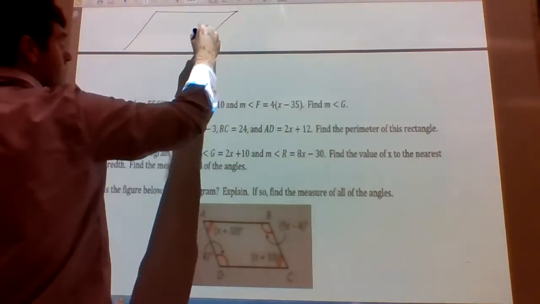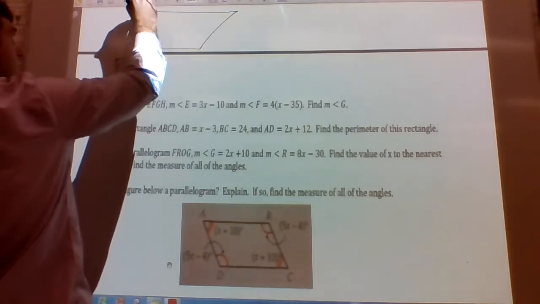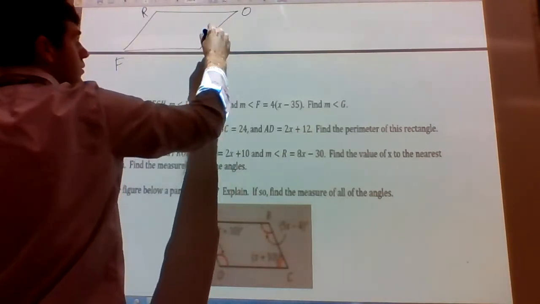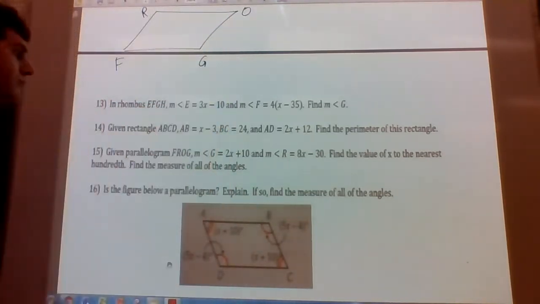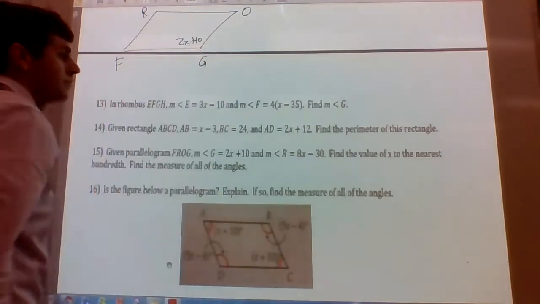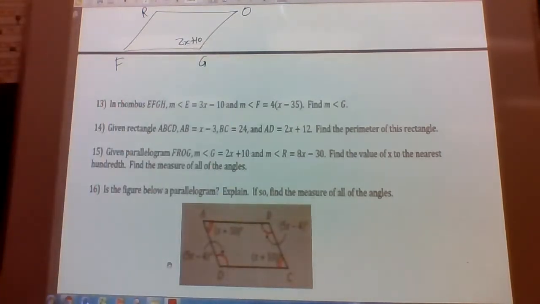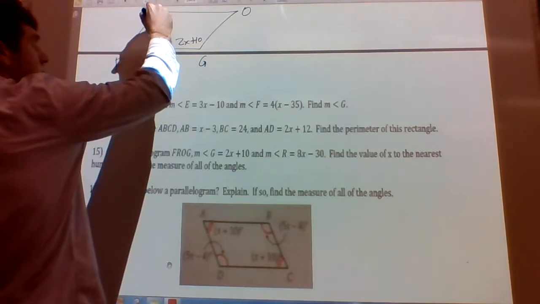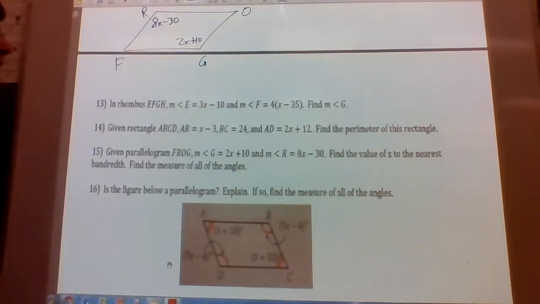Parallelogram FROG. The measure of angle G is 2x plus 10. The measure of angle R is 8x minus 30. Find the value of x to the nearest hundredth. I'm just going to find it as a fraction. Find the measure of all the angles.